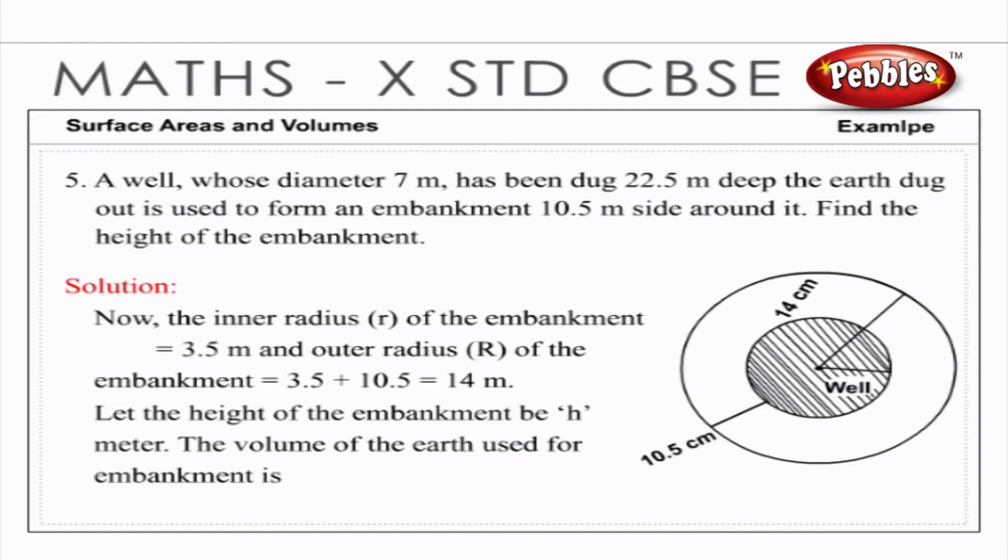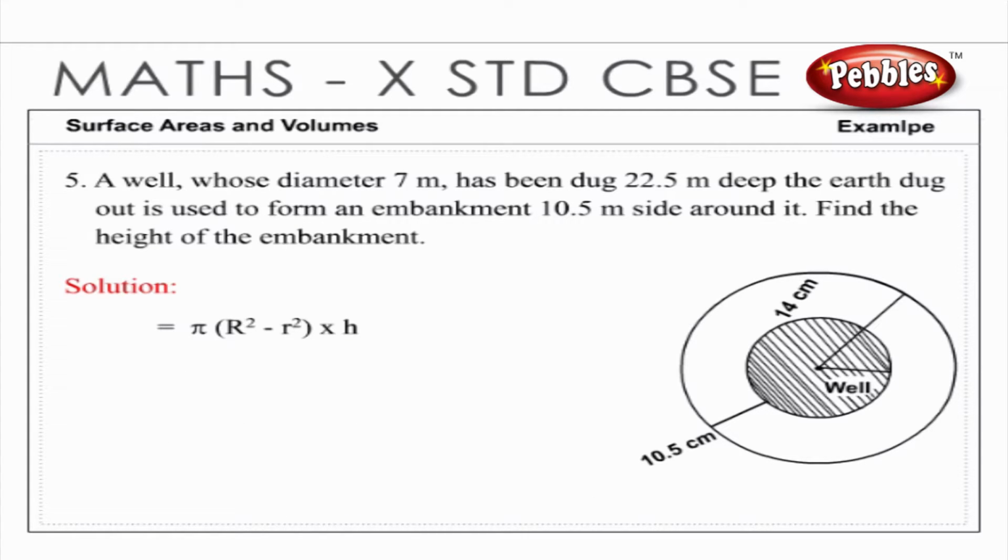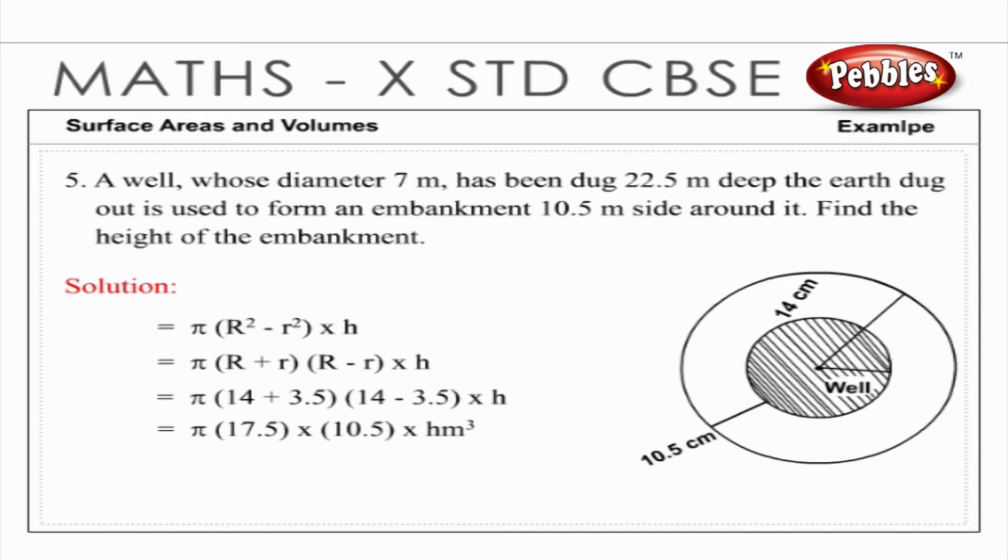Let the height of the embankment be h meter. The volume of the earth used for embankment is area of the base of embankment into height, which is equal to pi into (capital R squared minus small r squared) into h, which is equal to pi into (capital R plus small r) into (capital R minus small r) into h, which is equal to pi into (14 plus 3.5) into (14 minus 3.5) into h, which is equal to pi into 17.5 into 10.5 into h meter cube.